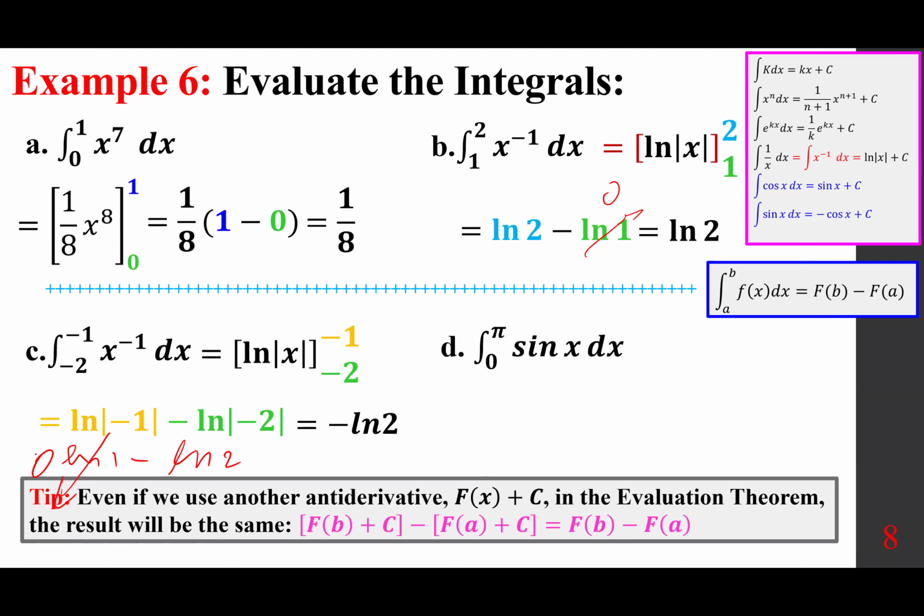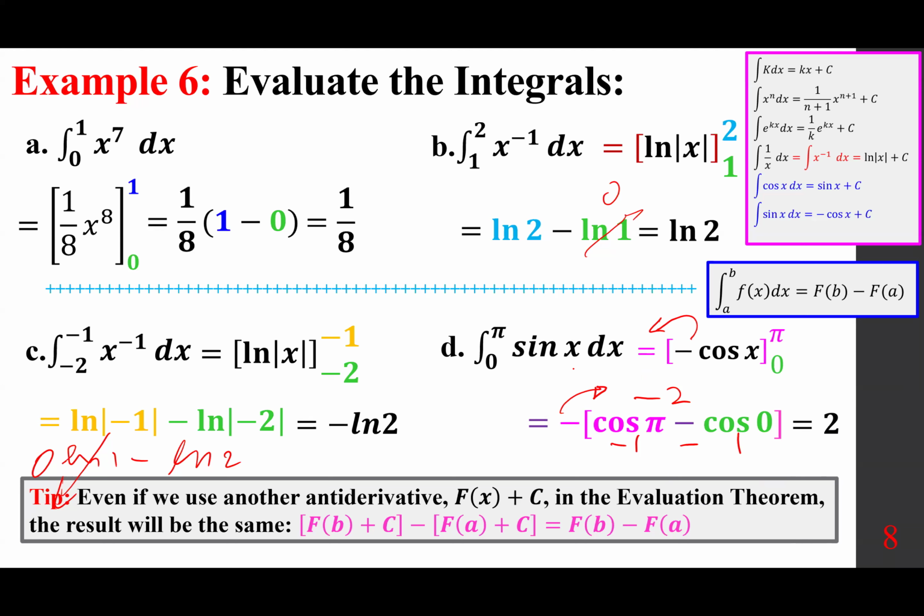The integral from 0 to pi of sine x dx: the derivative of sine is cosine, the integral is negative cosine. To evaluate this, let's keep the negative out and plug in cosine of pi minus cosine of 0. The cosine of pi is negative 1, minus cosine of 0, which is positive 1. So the brackets become negative 2. The negative outside makes it a positive 2.